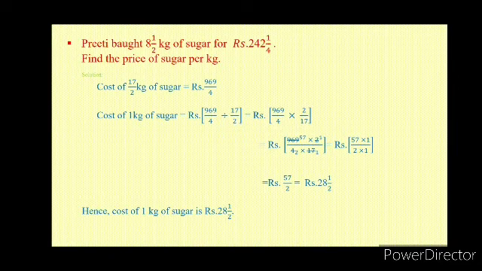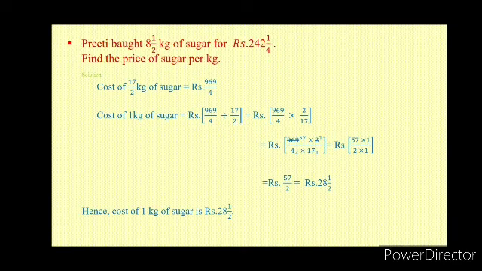So cost of 17 by 2, that is 8 1 by 2, is nothing but 17 by 2. So cost of 17 by 2 kg of sugar is rupees 969 by 4. That is, 242 1 by 4 is converted into an improper fraction. Now cost of 1 kg of sugar is 969 by 4 divided by 17 by 2. So the numerator is 969 into 2 and the denominator is 4 into 17. Now 17 table 469 goes 57 times and 2 table 2 1 times and 4 2 times.